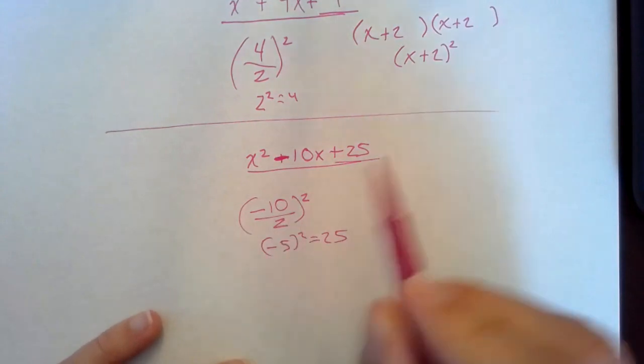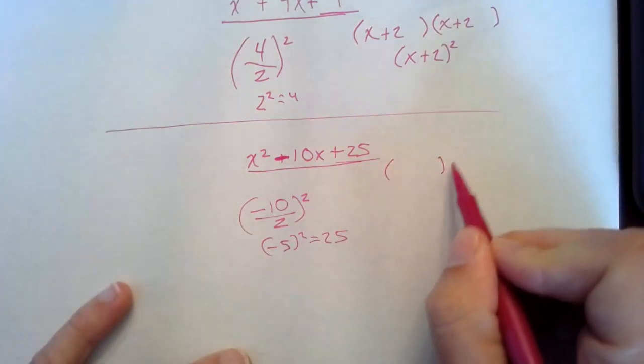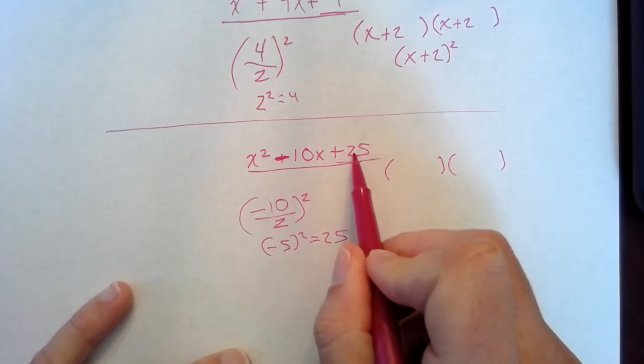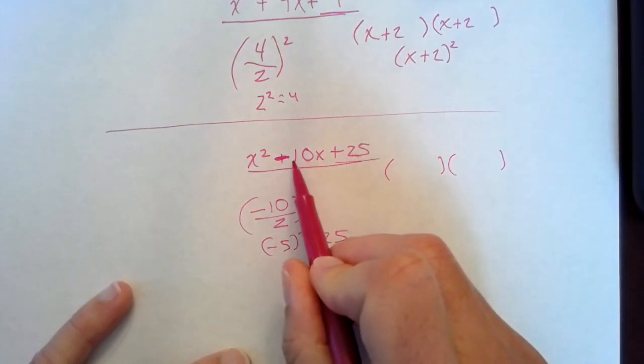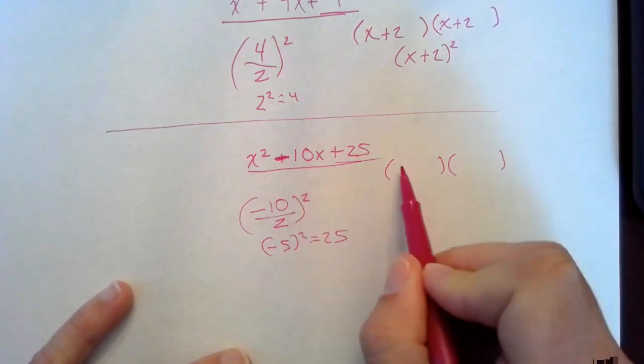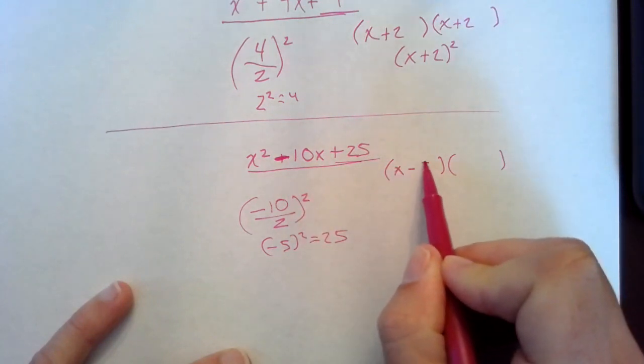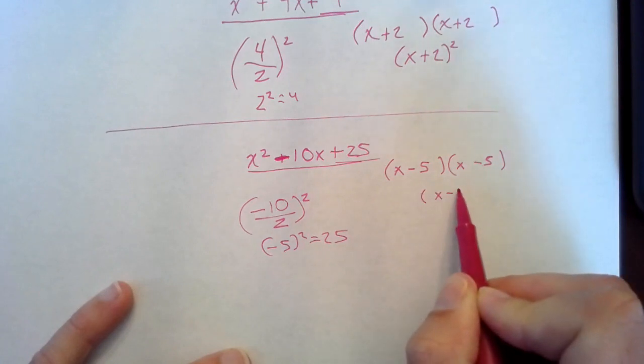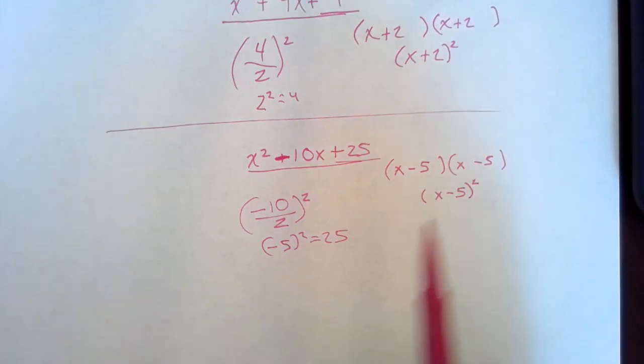To prove it, we can factor it very easily. What would it be here? I know that 5 times 5 gives me 25, but it has to add to get negative 10. So instead of x plus 5 and x plus 5, it's going to be x minus 5 times x minus 5, or x minus 5 squared.